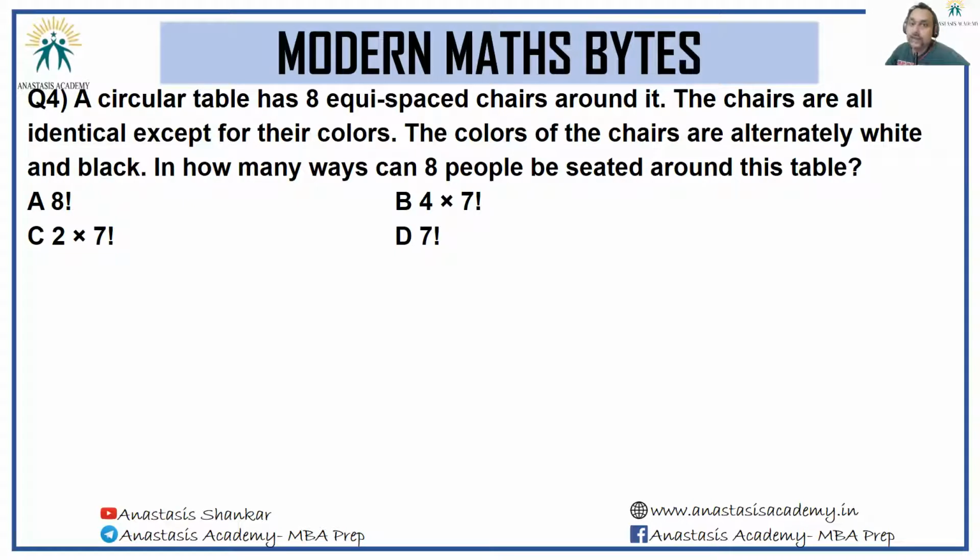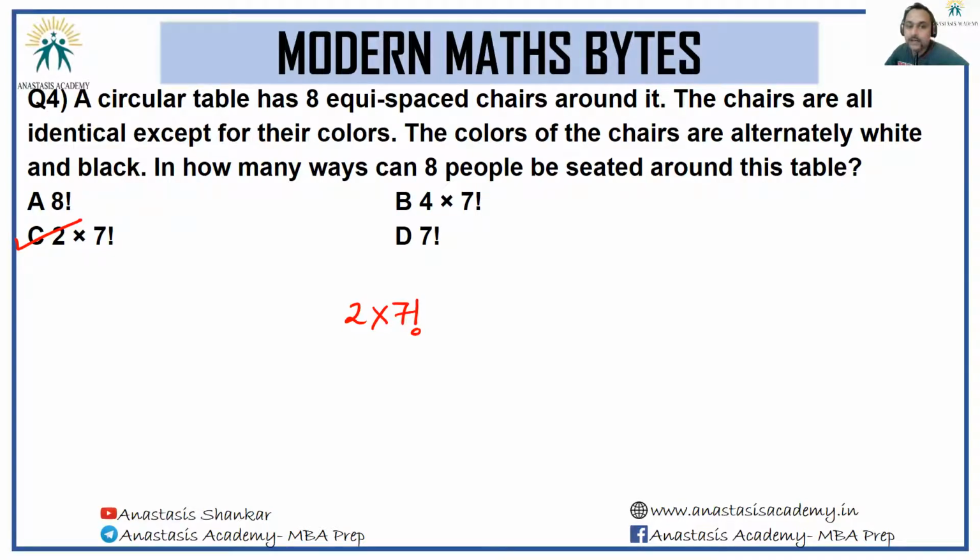Okay. When the first person walks in, he can choose his seat in 2 ways. He will either sit on a white chair or on a black chair. And after the first person is seated, now all the 7 remaining chairs are distinct. You have 7 distinct chairs, you have 7 distinct people. That can be done in 7 factorial ways. So the total number of ways in which 8 people can be seated is option C, 2 into 7 factorial.